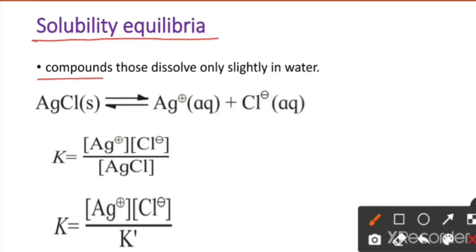The compounds which dissolve very slightly in water are called sparingly soluble compounds.